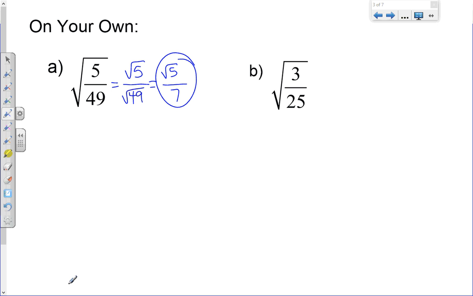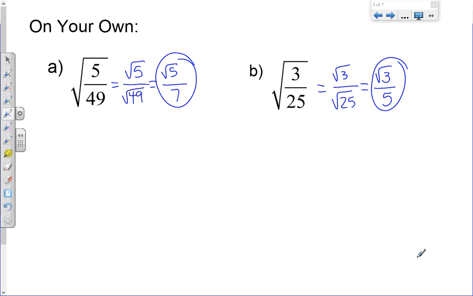So I'm going to break that into the square root of 3 over the square root of 25. Once again, 3 is prime, so I know that that's going to stay the square root of 3, but 25 is that perfect square, so we should have had square root of 3 over 5. I'm hoping you guys got those 2 right this close to the examples. Am I correct? All right.